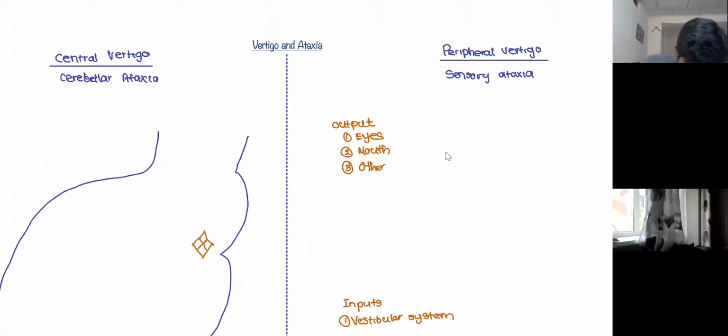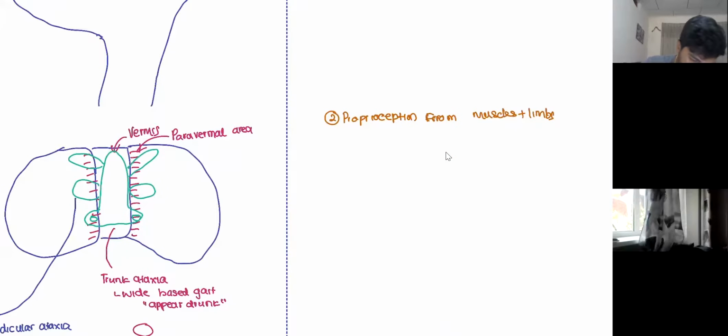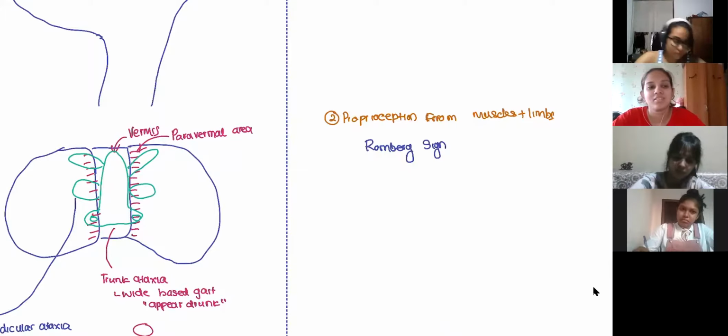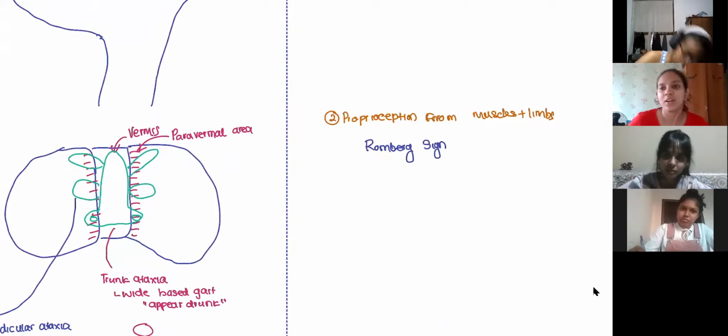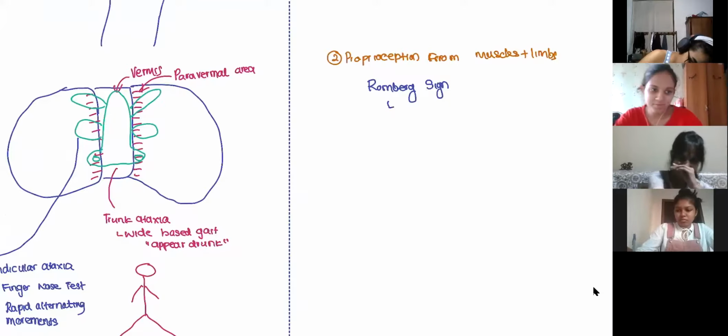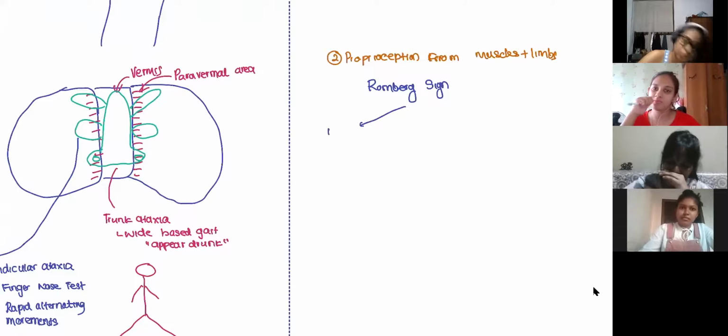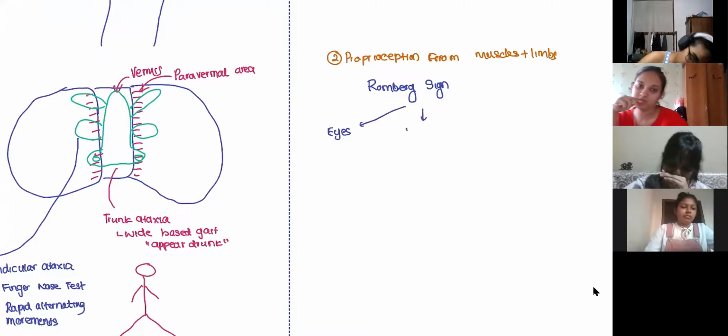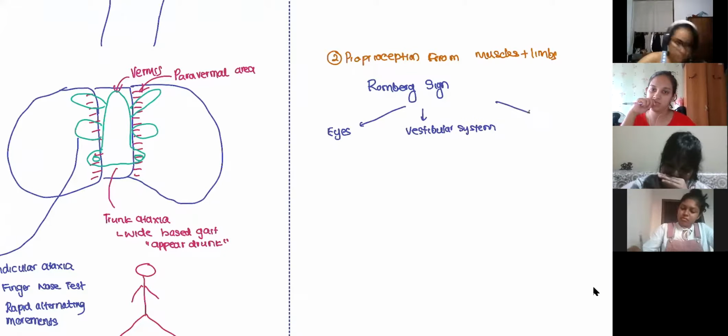Here, there is a problem in proprioception. Okay. So, guys, do you remember something called the Romberg sign? Can someone tell me the Romberg sign? Is it when you close your eyes and now you cannot? Exactly. So when it comes to our balance, balance needs signals from 3 locations: eyes, vestibular system, and cerebellum.